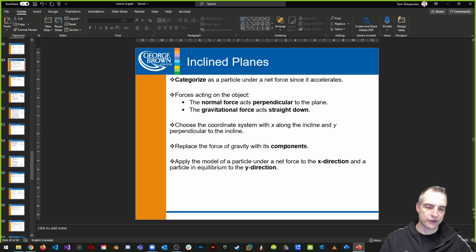Replace the force of gravity with its components and apply the model of particle under net force in the x direction and the particle in equilibrium across the y direction. Now, when we talk inclined planes, guys, sometimes what happens is we have a swap of cosine and sine when it comes to dealing with the y-axis or x-axis. You're going to see that in a second.